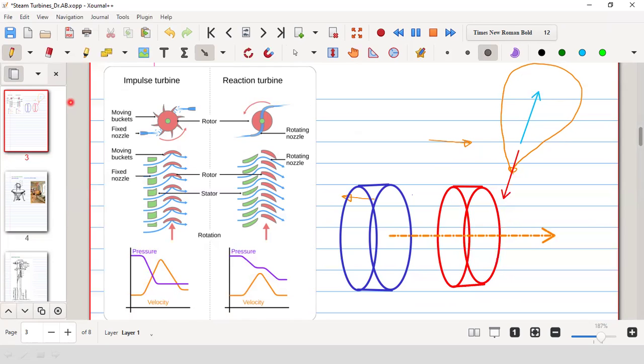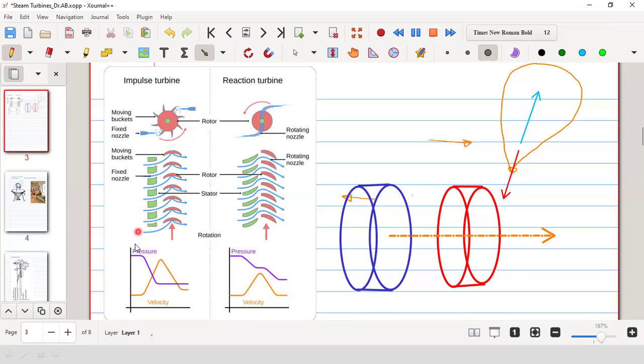Therefore, the fluid will come out from the nozzle and strike the blade. It will impart its momentum to the blade, and therefore the blade, which was initially not rotating, will start rotating and continue to rotate for the time of operation. So that is the function. Okay, the first thing must be clear.